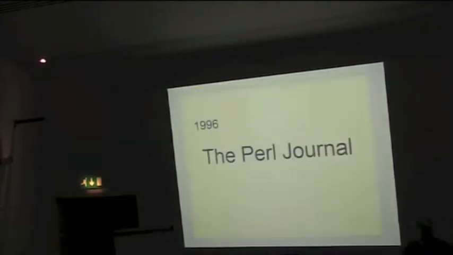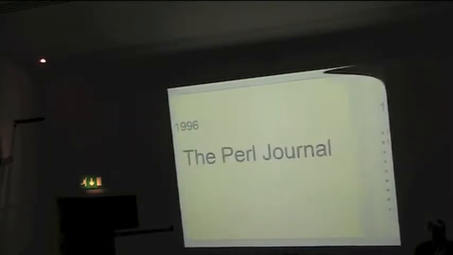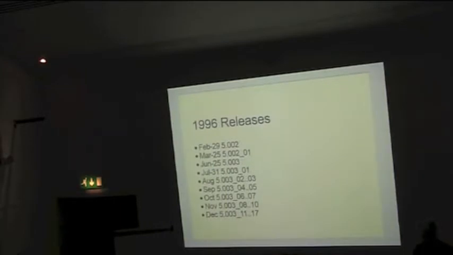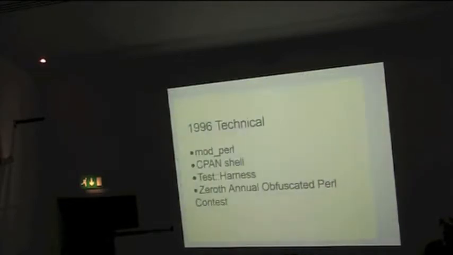1996, there you go. The Perl Journal was launched. It seemed like a long time ago to me, but I'm very old. And very wise. Lots of releases, so Perl 5.2 came out, and Perl 5.3 quite soon afterwards. The Perl Journal was launched and ran for about 3-4 years, something like that.